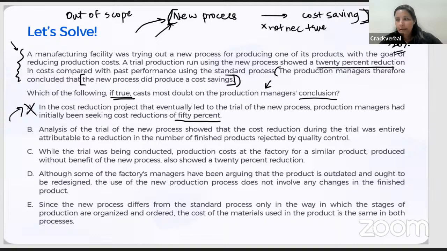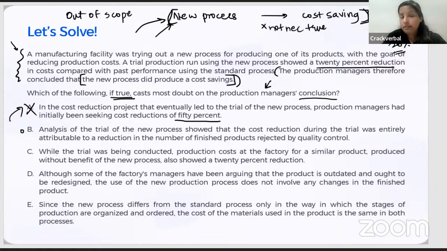Those of you who chose option A, not your answer. Okay, Kevin, you say C, let's check. B says, analysis of the trial showed that the cost reduction during the trial was entirely attributable to a reduction in the number of finished products rejected by quality control. Now, this looks really good. This seems to tell me that something else is the reason for cost saving.